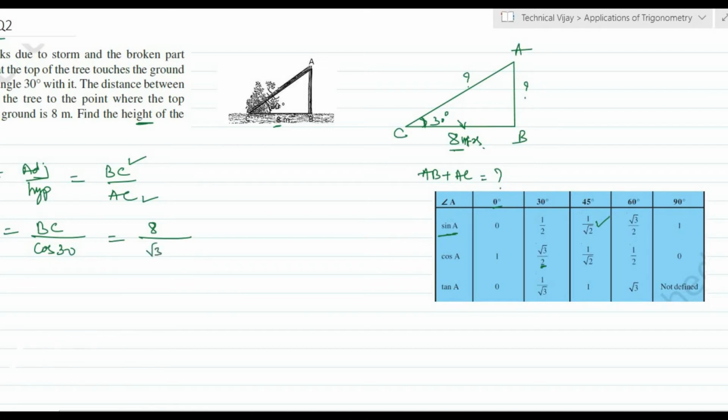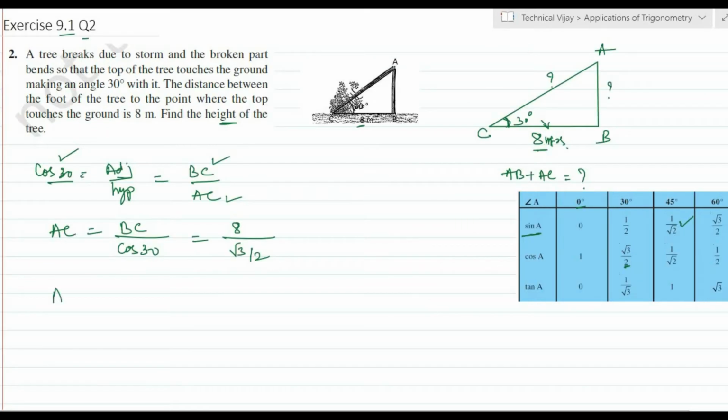That is root 3 divided by 2. So AC is equal to 8 divided by root 3 into 2. So AC is equal to 8 into 2, 16, divided by root 3. So here we know the value of AC, that is equal to 16 divided by root 3.